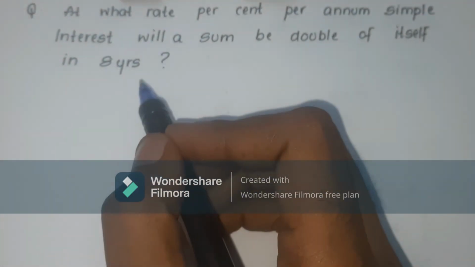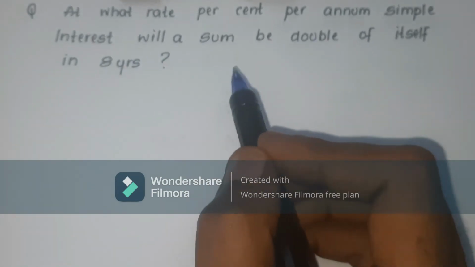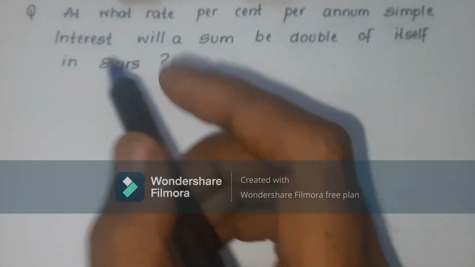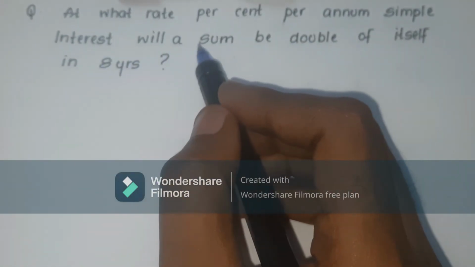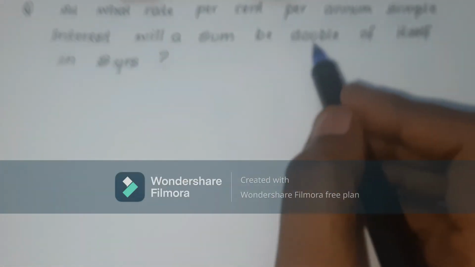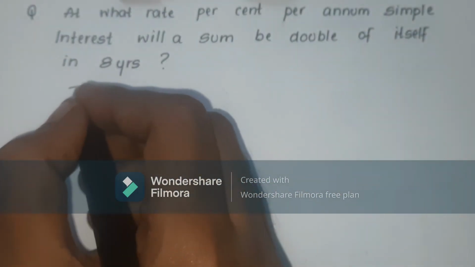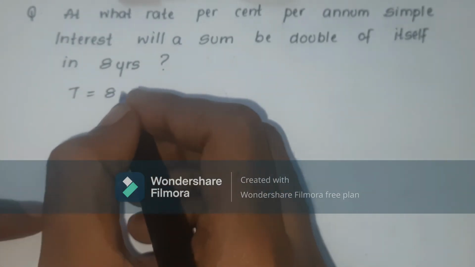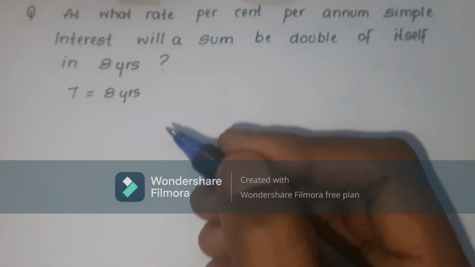Now, student, the most twisted question is this one. You should concentrate, student. At what rate percent per annum simple interest will a sum be double of itself in 8 years? If you look at the given data, only the time has been given to you: 8 years. Now, student, you will say, so how will we get the other values?